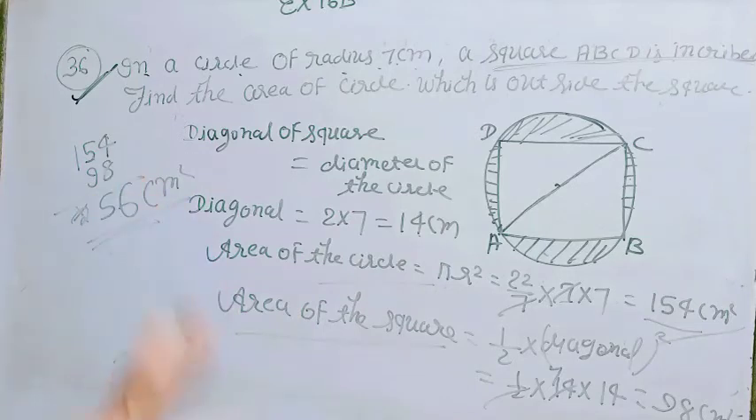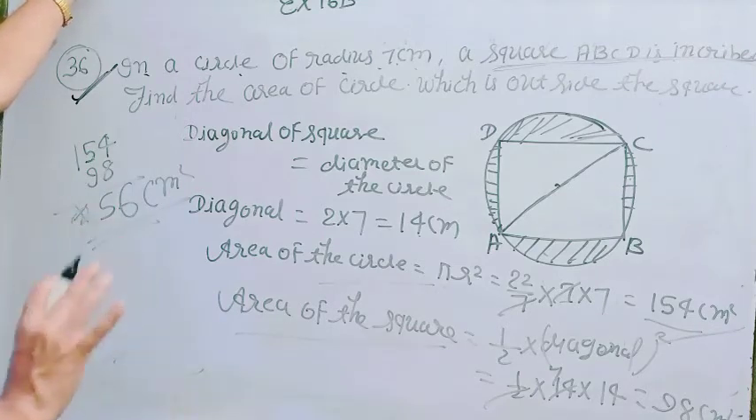So dear students, where your question is given like this, that a square is inscribed in the circle, then it is clear the diagonal of a square is equal to the diameter of the circle.